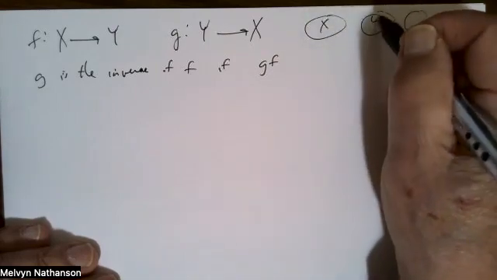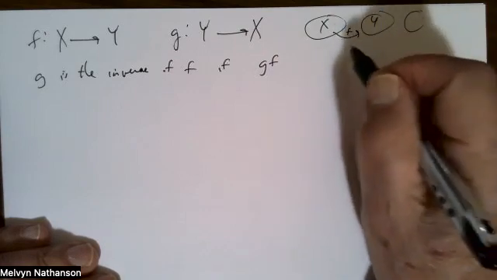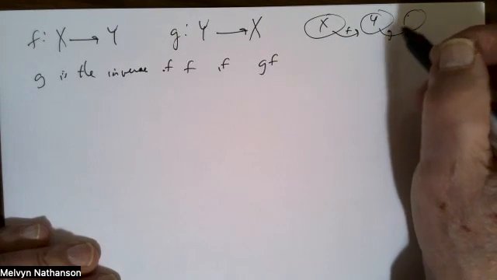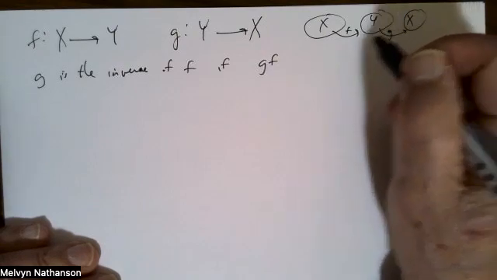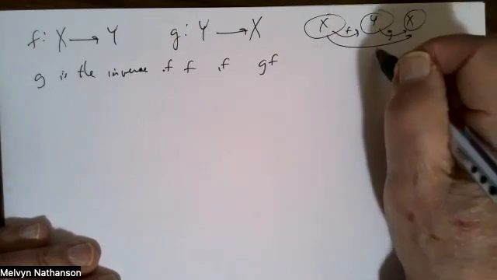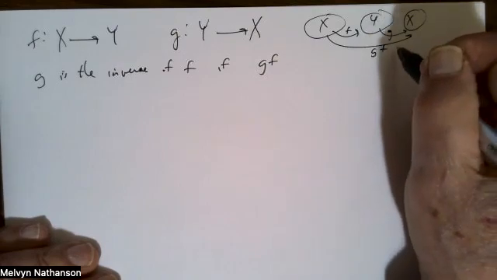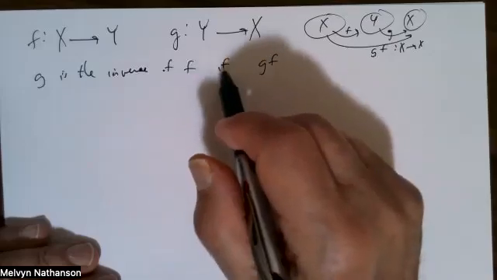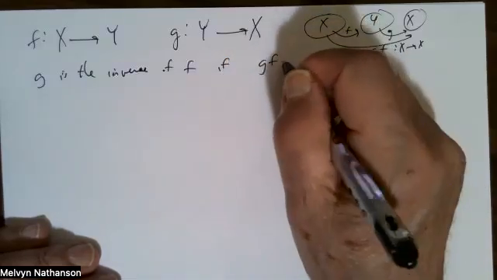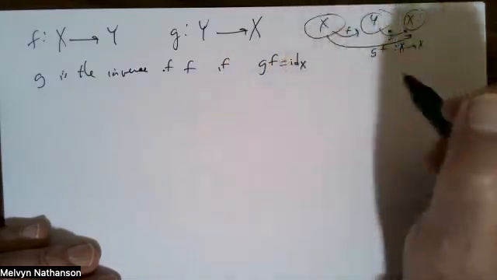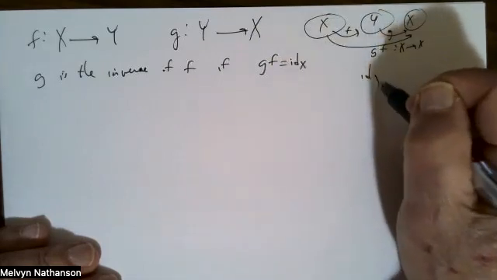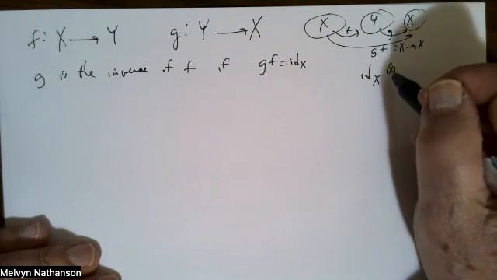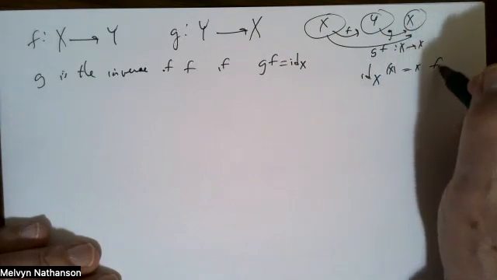Here's X, here's Y, here's a function f from X to Y. You also have a function g from Y back to X, and you have a composite function, g composed with f, from X to X. So g is the inverse of f if g composed with f is the identity function on X. The identity function is just defined by, it sends the set to itself, it sends every element to itself.